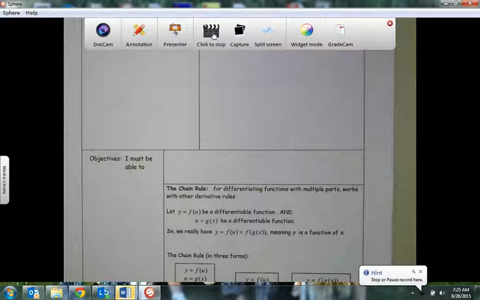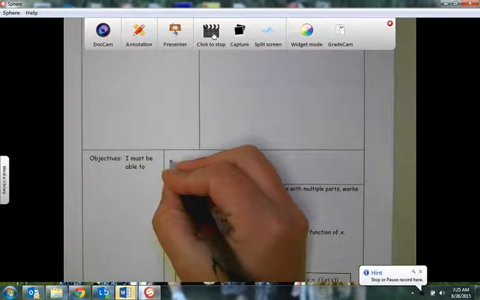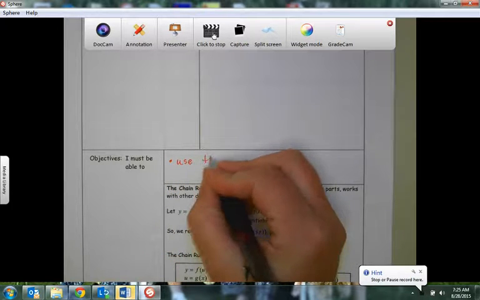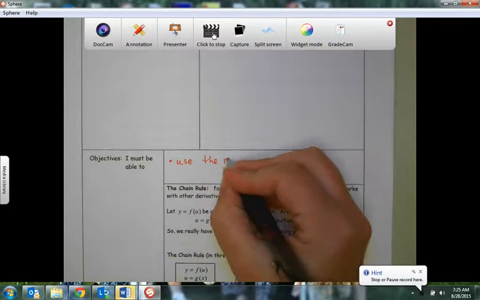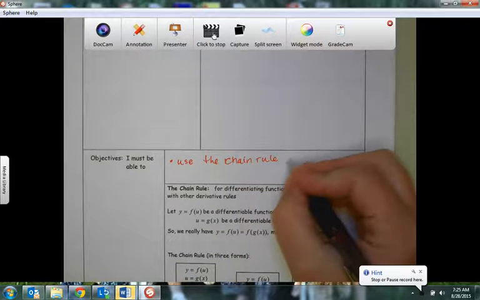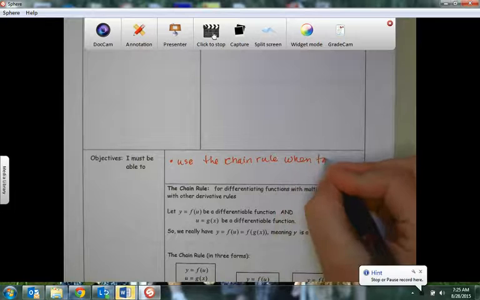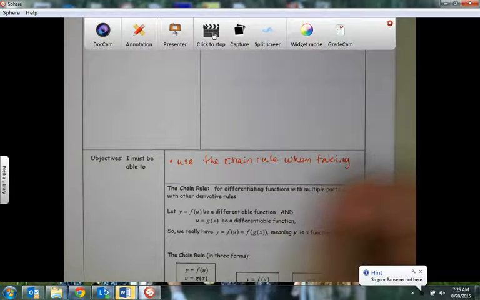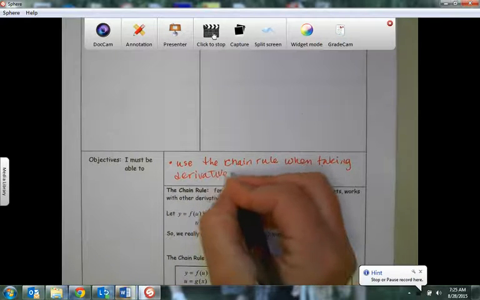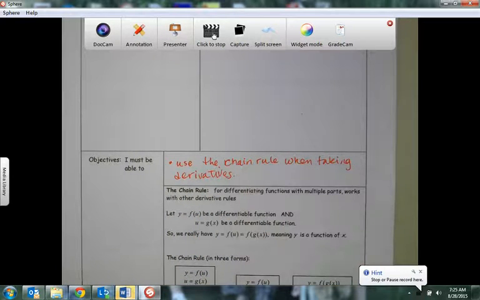Calculus students, so we're going to do 2.4 right now. The objectives for this are to learn about the chain rule. So we're going to use the chain rule when taking derivatives. Okay? So what is this chain rule?